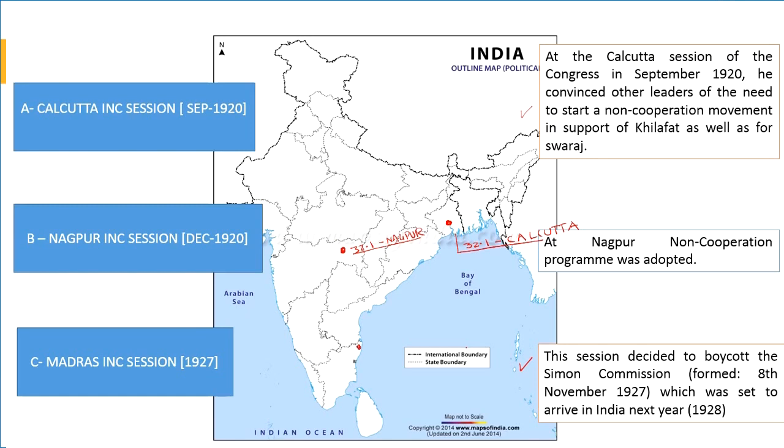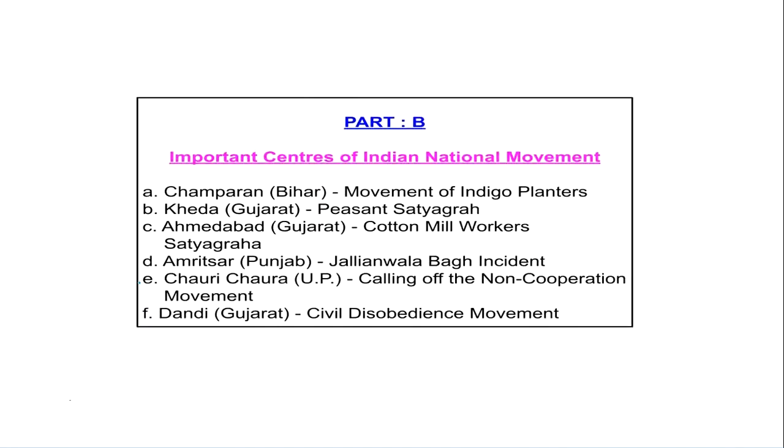So locate Madras here. As usual, draw a line. However, you can write 32.3 right here, Madras. Okay. So these are the three places. Number one, Calcutta. Number two, Nagpur. And number three, Madras. Dear students, in the first part we studied important centers of Indian National Congress. And in the second part we are going to study important centers of Indian national movement.